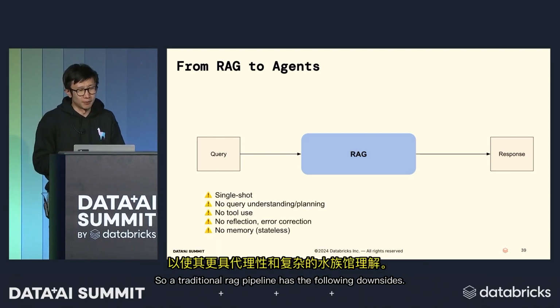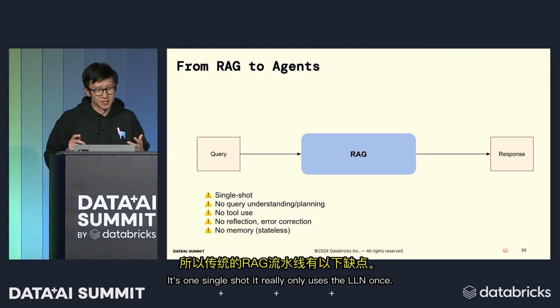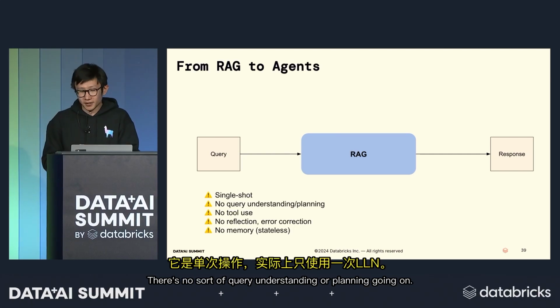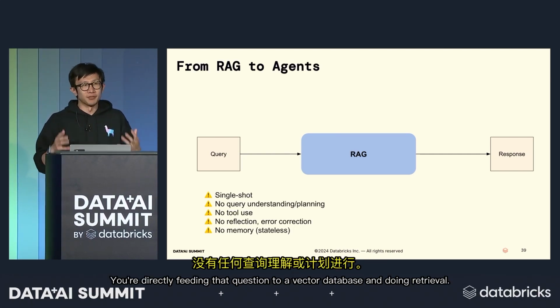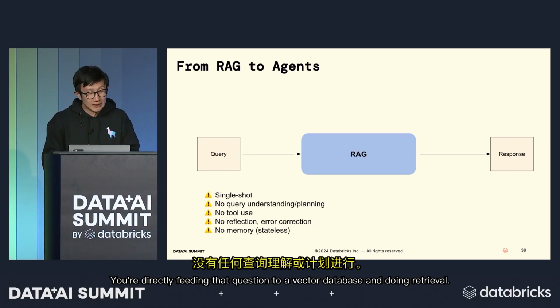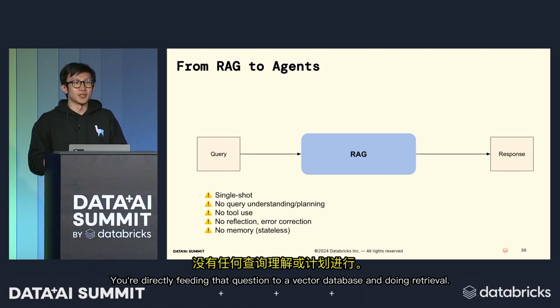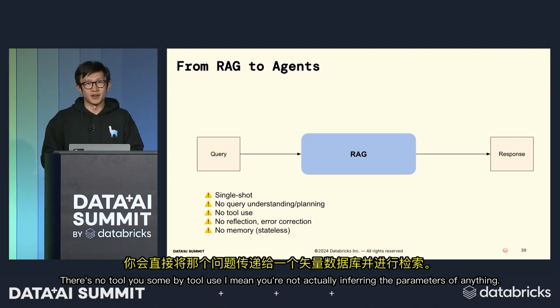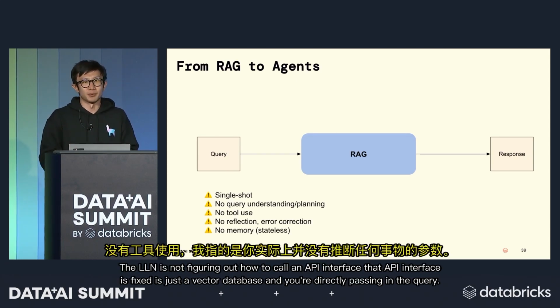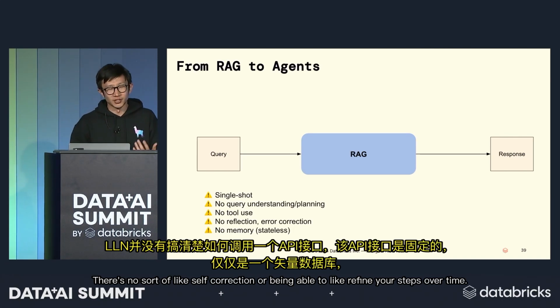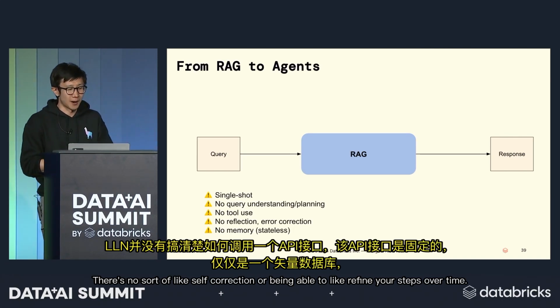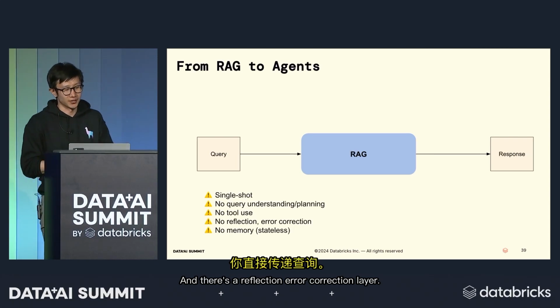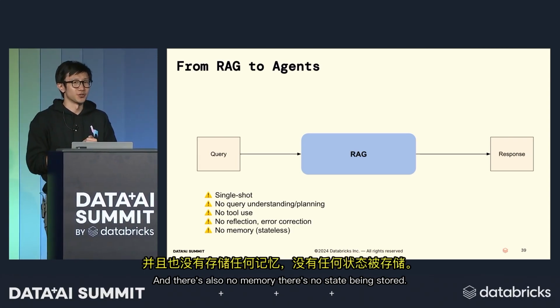So a traditional RAG pipeline has the following downsides. 1, it's one single shot. It really only uses the LLM once. 2, there's no query understanding or planning going on. You're just directly feeding that question to a vector database and doing retrieval. 3, there's no tool use. And by tool use, I mean you're not actually inferring the parameters of anything. The LLM is not figuring out how to call an API interface. That API interface is fixed. It's just a vector database, and you're directly passing in the query. There's no self-correction or being able to refine your steps over time, so there's no reflection or error correction layer. And there's also no memory. There's no state being stored.